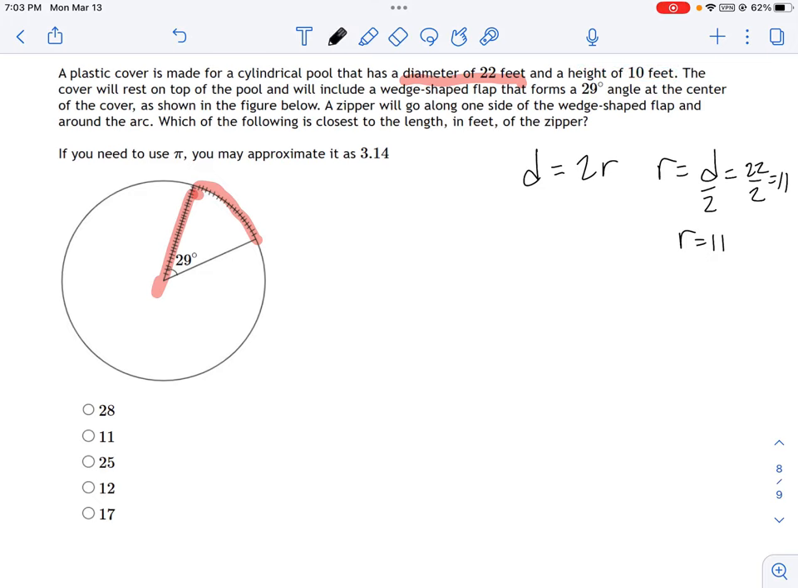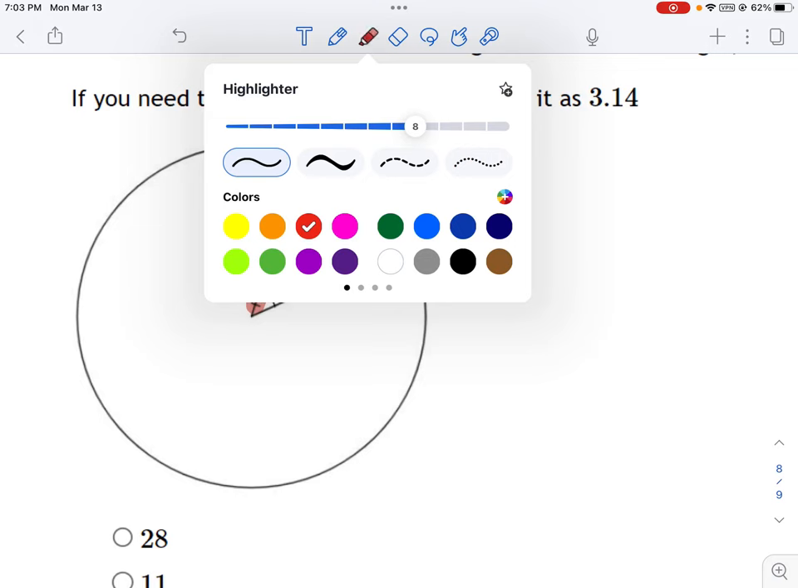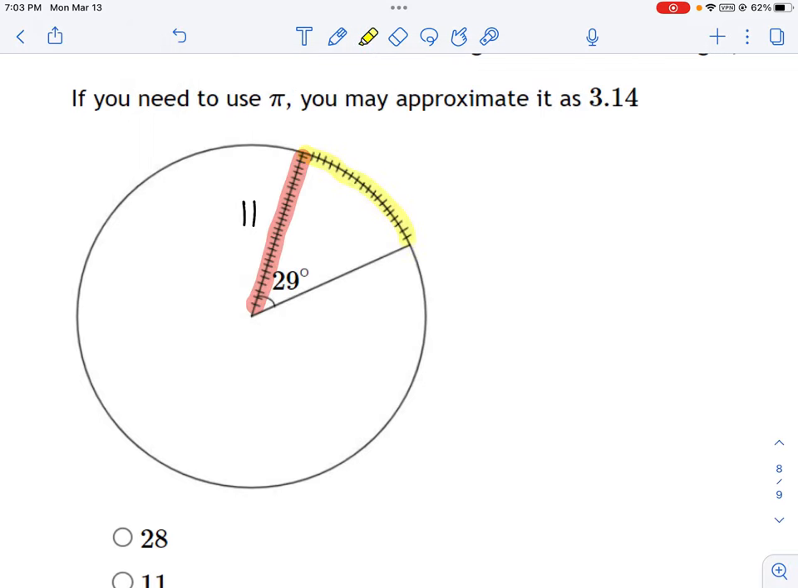Okay, great news is that we already know part of the zipper. By finding our radius, we already know that this little section right there is now 11. Huzzah! So the only thing we really have to worry about at this point is what that arc length is. We're also told that 29 degrees is the angle forming this arc. And you say, okay, well, how do we find the arc itself? Well, let's use a little bit of our circle common sense to help us out with this.